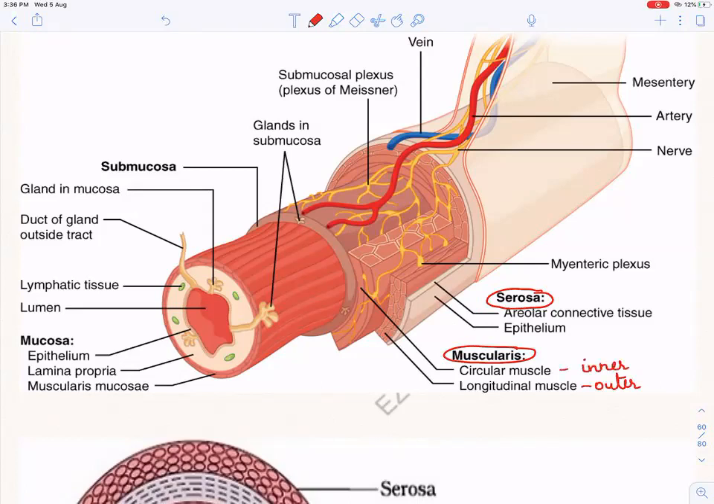So let us see serosa. I said that there is an areolar connective tissue. This epithelium is doing what? It is covering the areolar connective tissue. So is it doing so? Yes, it is doing so. Then there is this muscularis. We can see that there is an outer longitudinal and inner circular layer of muscles. See, inner circular layer of muscles, outer longitudinal layer of muscles, right? And then we said what? We said that there is a myenteric plexus. Have they shown this?